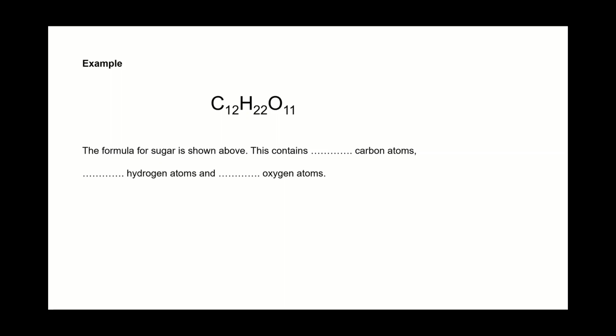Finally, a more complicated example. The formula for sugar is shown. This contains 12 carbon atoms, 22 hydrogen atoms, and 11 oxygen atoms. Now, hopefully from those examples, you should be able to see that you can use the same method for any type of chemical formula.